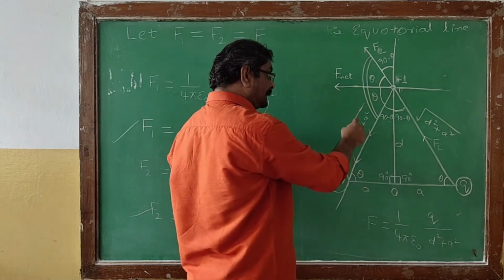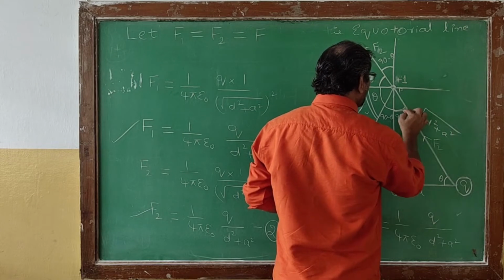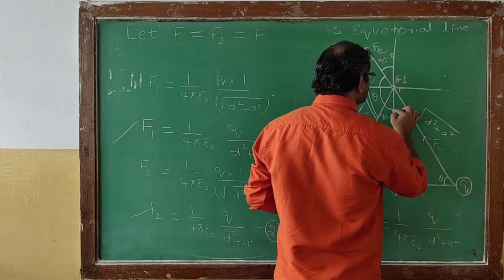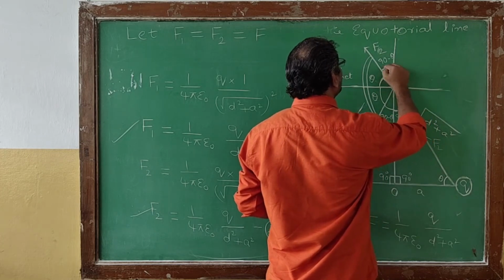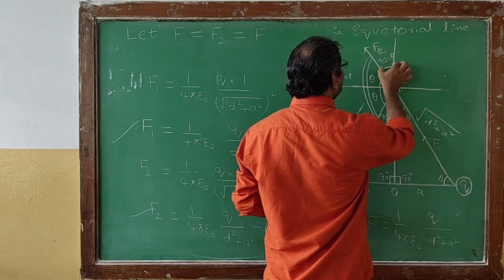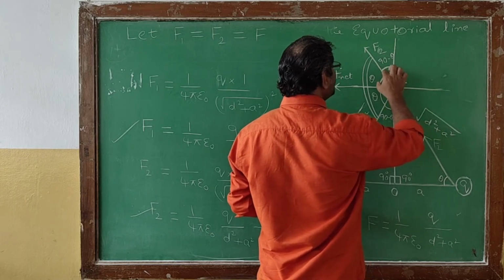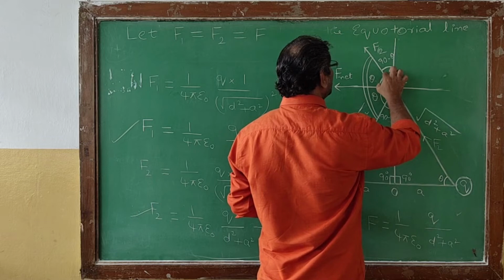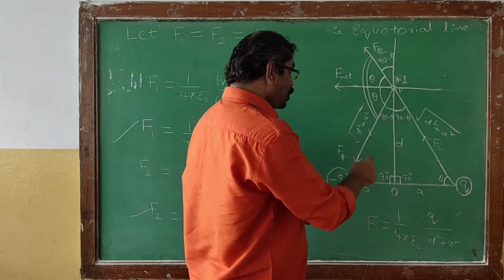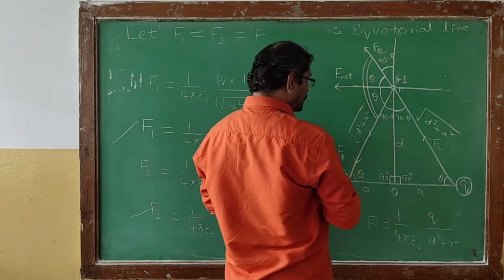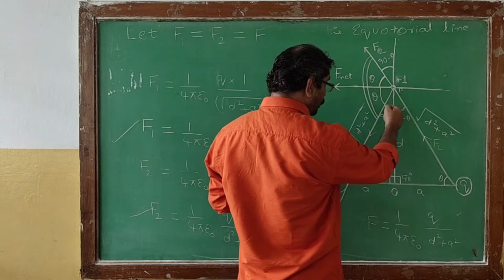So if you look at the diagram, then this angle will be 90 minus theta, then the alternate angle will also be 90 minus theta. So the remaining angle will be theta. Now similarly, if you look at F1, now you already know.